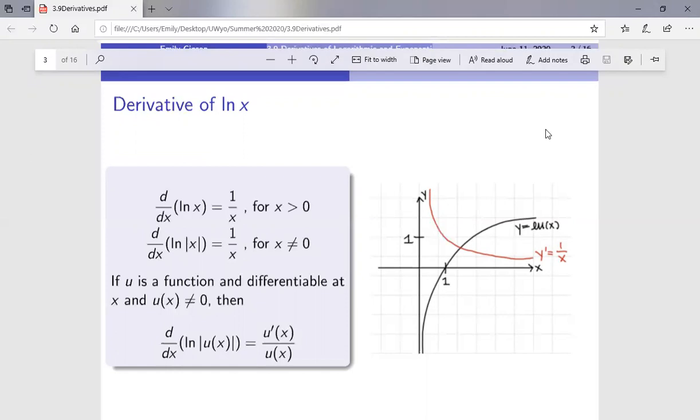Now we can be even more general, and if u is some function and it's a differentiable function at a point x, and u of x does not equal 0, then d dx of the natural log of the absolute value of our function u of x is equal to u prime divided by u. And this is going to come in really handy while we do some examples in the next couple slides.